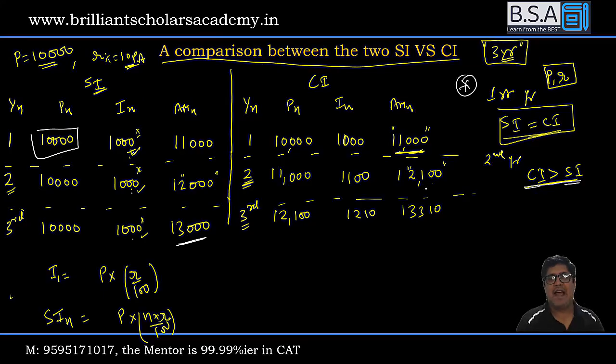You see the gap here is 100 rupees, and here you come, the gap is 310 rupees. Here the amount is 13,000. Here it is 13,310. So the gap will start to widen from second year, third year, fourth year, fifth year, and so forth. Copy this down. Now I'll teach you the working of the formula and then I'll show you the internal working.